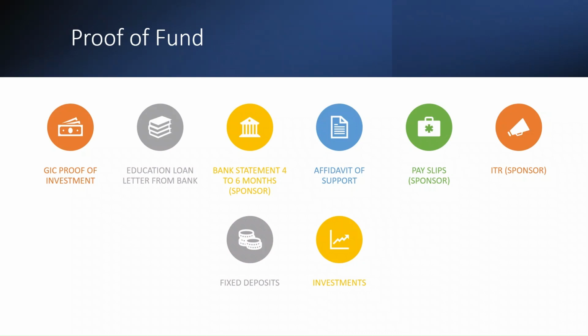And you can mention your expenses also. So this would be my tuition fees, this could be my hotel and lodging fees, other expenses, and your source of fund ideally should be higher than your expenses.